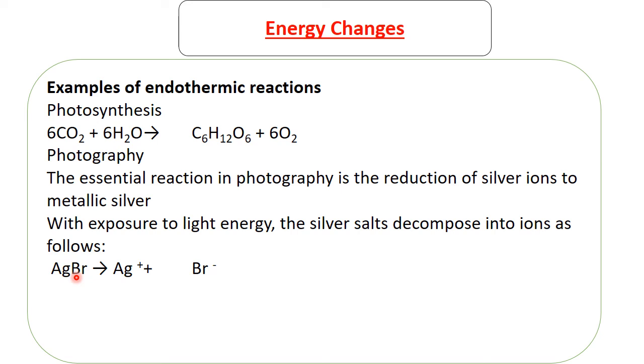Once they are separated, this silver is going to gain an electron and form the silver metal. This process is called reduction, where something gains an electron. Its opposite is oxidation, where something loses an electron. So reduction of the silver ion simply means the silver ion gaining an electron. So this is an example of an endothermic reaction.